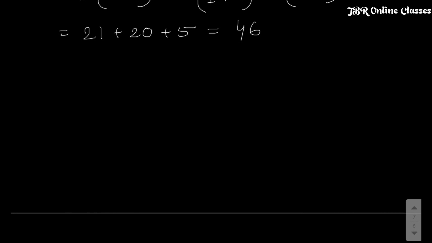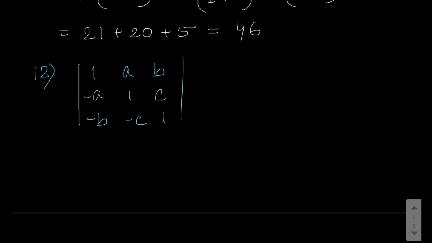Now let's move on to sum number 12. In sum number 12, the rows are 1 a b, then minus 1 1 c, and the last one minus b minus c and 1. So you have to prove that this equals 1 plus a square plus b square plus c square.